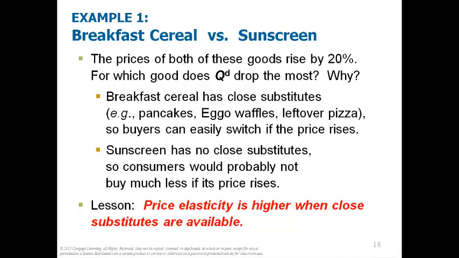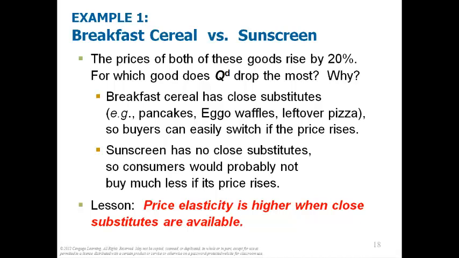Okay, so let's look at breakfast cereal versus sunscreen. So let's say that the price of both of these things rises by 20%. For which good do you think the quantity demanded would drop the most, and why? Okay, well, you can think about it on your own for a while. But the key here is the availability of substitutes.